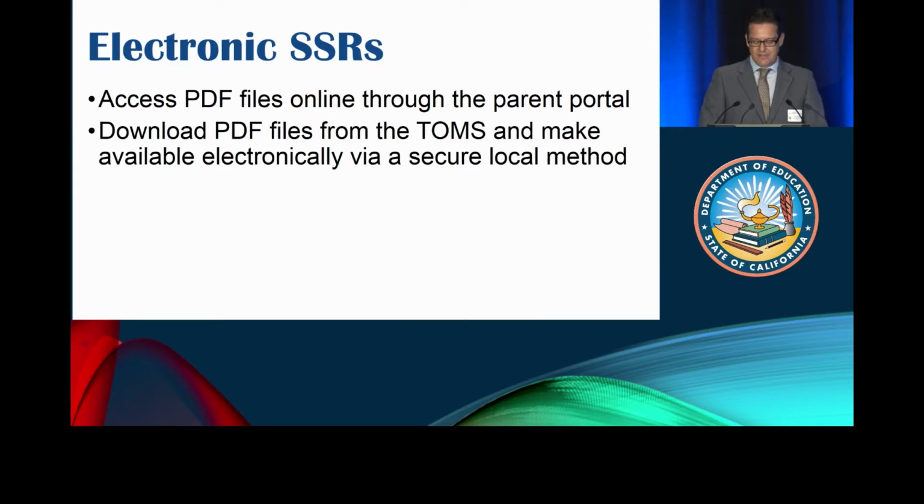A secondary option is to download PDF versions of the student score reports from TOMS, which is something you already have available to you. We've added some improvements to the download process, so it's easier for you to get smaller groups of student score reports. And if you're going to provide these electronically, for example, attach them to an email, we recommend that you either password protect the PDF or use some sort of system like a parent portal or some other online system where the parent can go and be verified who they are, so you're not just sending it over the open internet.